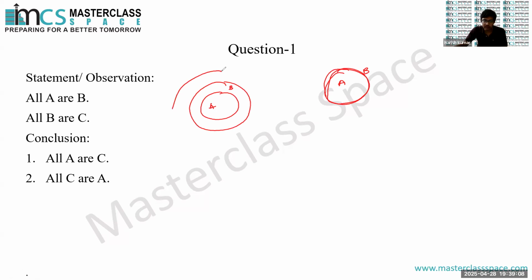All B or C means B will lie inside C, and C can be this as well. So A, B, C all can coincide, right? So this is the observation. Now from this observation, we have to make conclusions. So what is the conclusion?